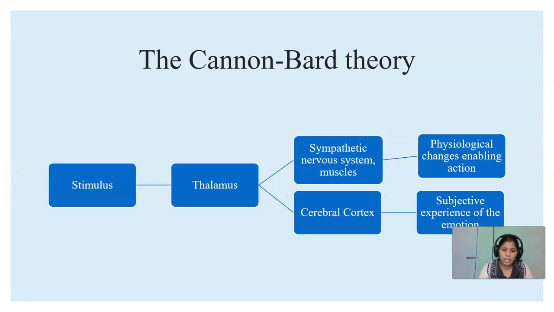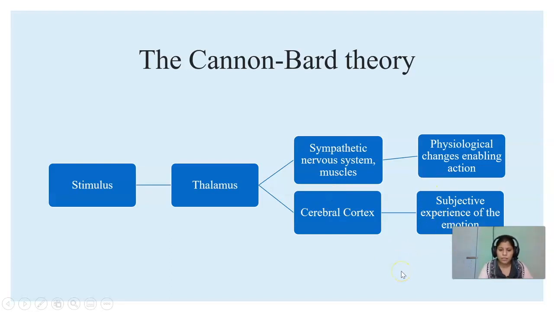So here again, this is the stimulus. The stimulus sends a signal to the thalamus, and then the thalamus sends a signal to the sympathetic nervous system, which helps bring physiological changes and helps us to perceive the physiological changes. And the thalamus simultaneously sends a signal to the cerebral cortex. The cerebral cortex is responsible for the subjective experience of emotion. So these two occur at the same time, simultaneously.